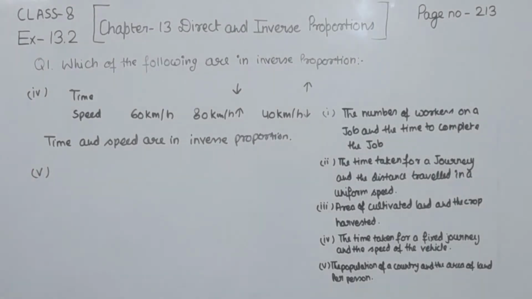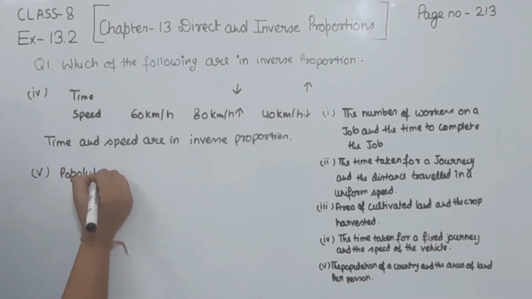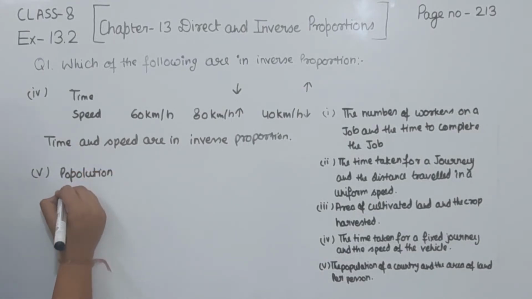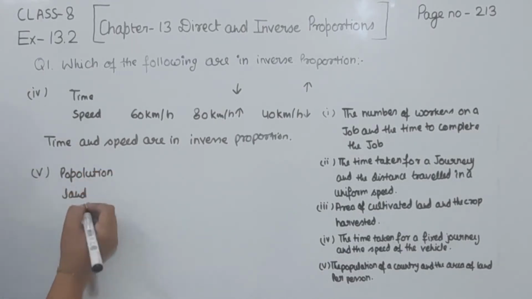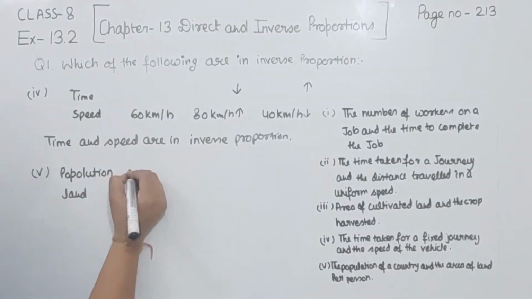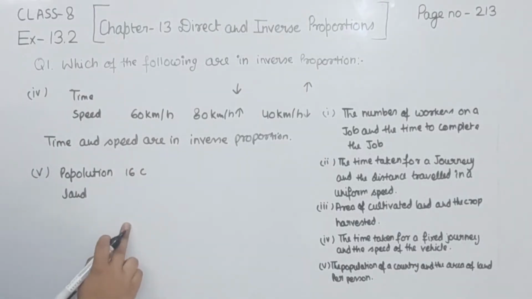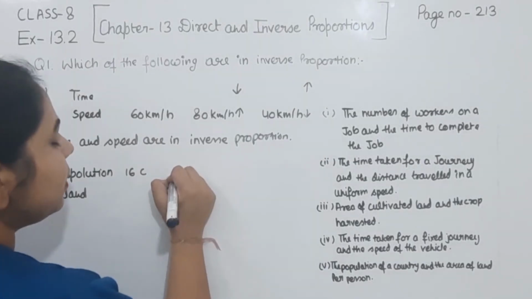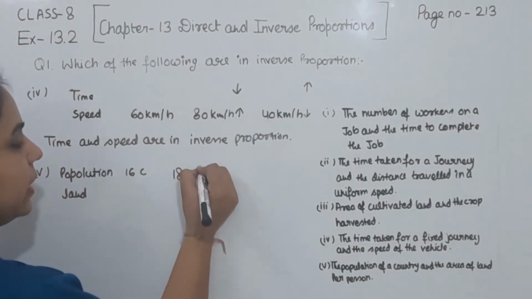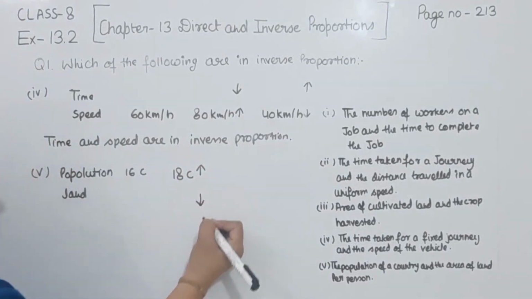In this one we are having the population of a country and the area of land per person. So we are having the two factors. The first one we are having the population and the second one we are having the land. Suppose we are having the population of 16 crore. This will increase to 18 crore. So the population increase, then area will decrease.